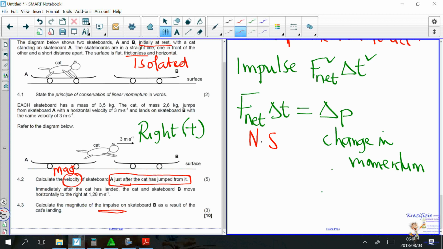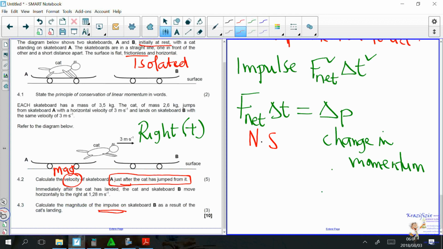Your change in momentum is simply final momentum minus initial momentum. And I'm sure we know the unit of momentum. Momentum is mass times velocity. Another definition: momentum is the product of mass and velocity. So what's my unit? The unit of mass is kilogram. The unit of velocity is meter per second. And this is now plus direction.